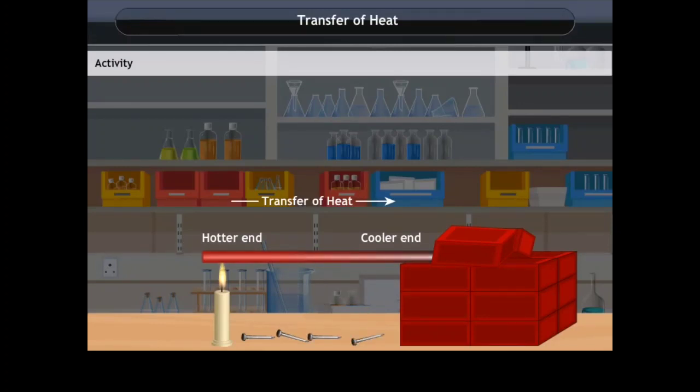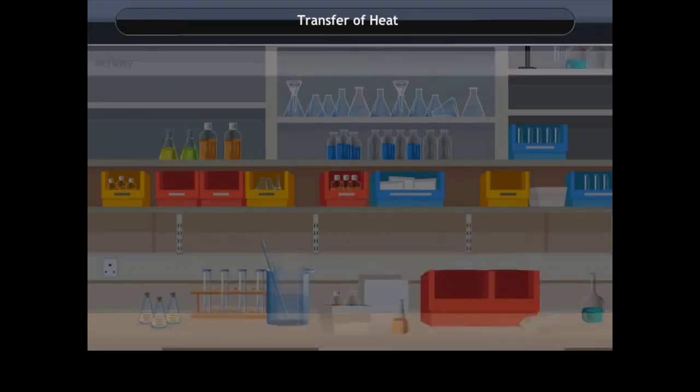So what do we observe in this activity? We observe that the heat is transferred from the hotter end having the candle to the cooler end not having the candle. This is conduction. In solids, heat is generally transferred by the process of conduction.